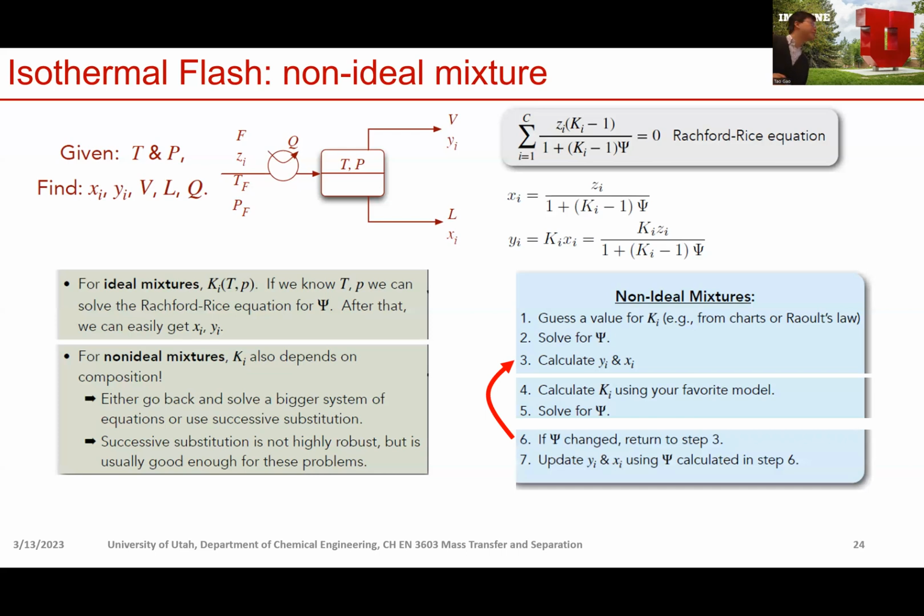Then you can compare this updated value of psi with your initial guess of psi and see how different they are. If they are different, which means your solution hasn't converged yet, then you have to update Yi and Xi using this psi value you just obtained from step 6. Then you have to go back to step 3, calculate Yi and Xi, and redo this whole iteration and get another updated psi value.